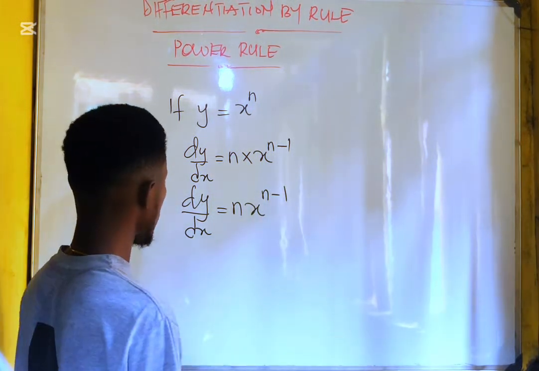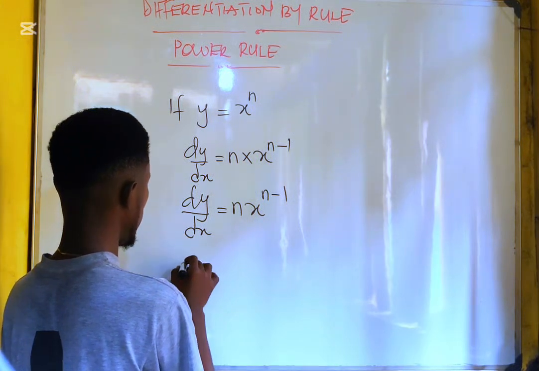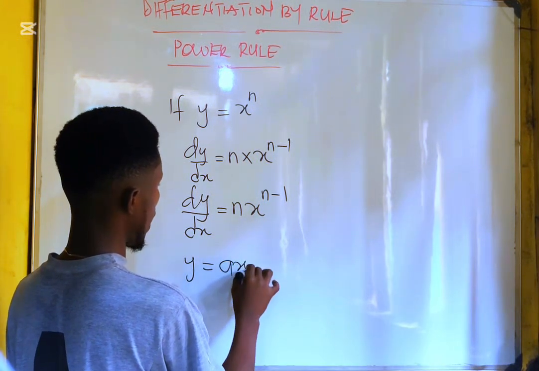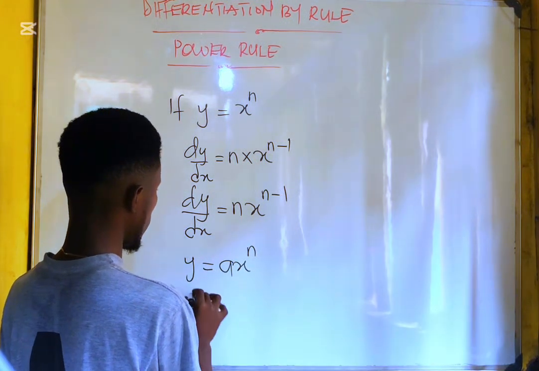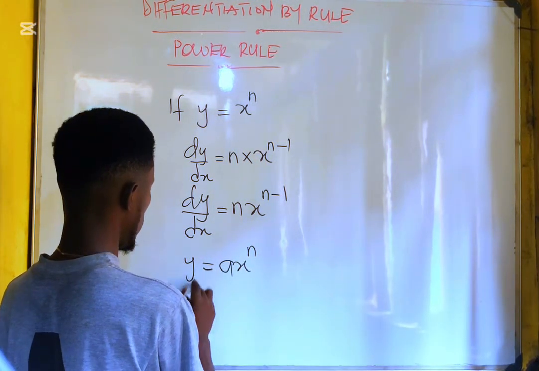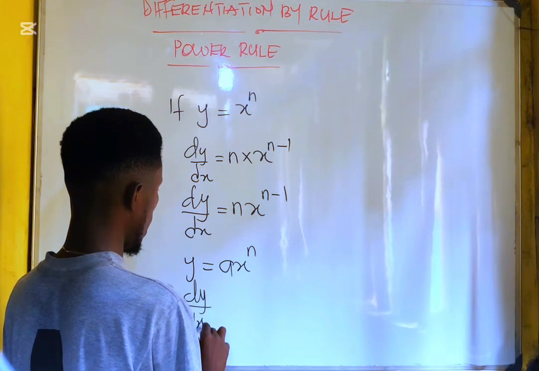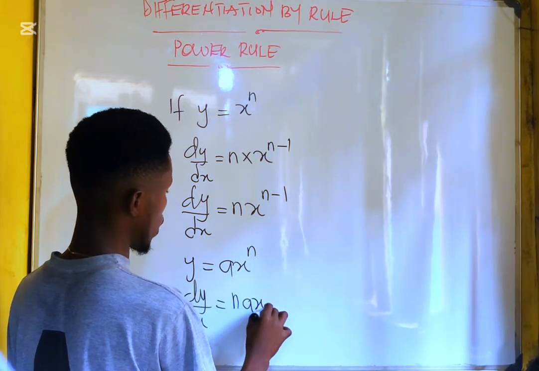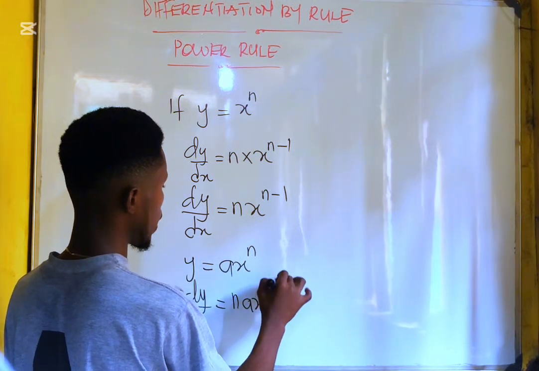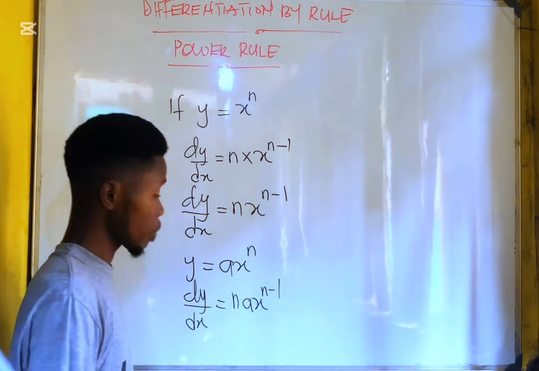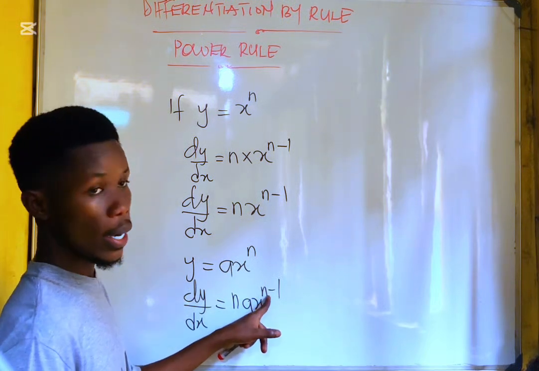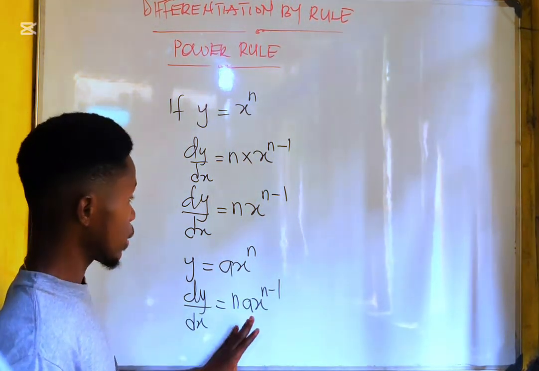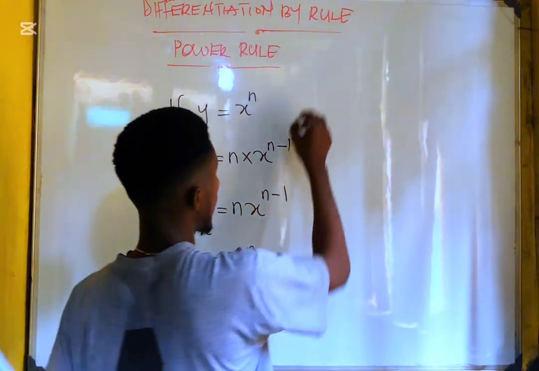Are you seeing it? Now, let's say we have y equals a x to the power n. So I'm going to have dy/dx equal to n times a x, multiplied by x to the power n minus what? 1. So this is how it is done. That's the power rule. So let's look at examples.